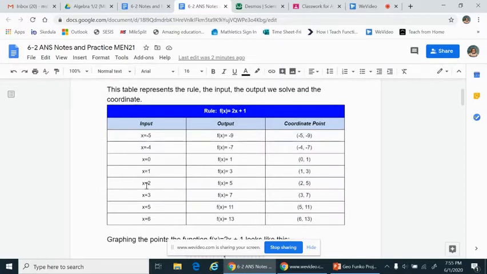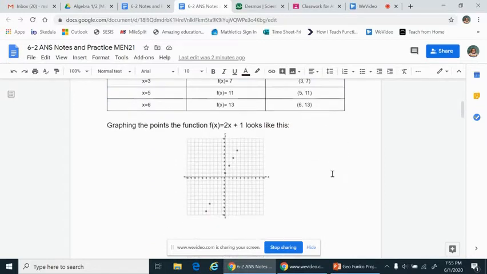So we already did this table. So we have input that goes into this rule up here, and it creates this output, right? And I kept in functional notation. And we put it into our coordinate point. Now, our coordinate points are going to be placed onto the graph. And you can actually see the points put all together. We have a line. So these are linear graphs. And we can see semblance of that in our equations.